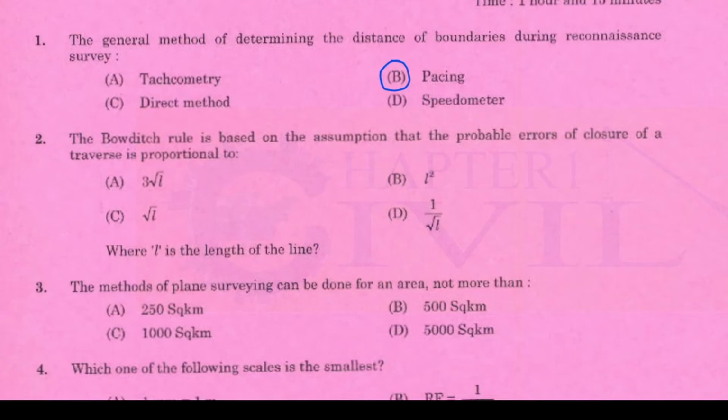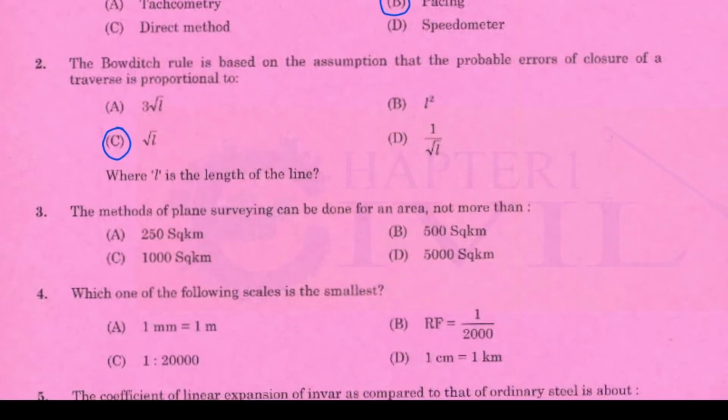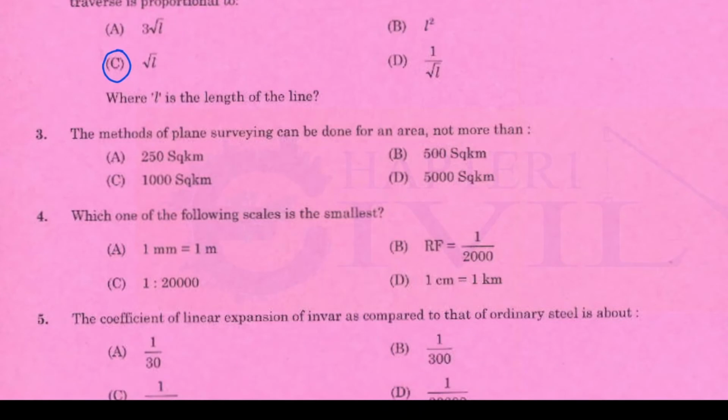Question number 2, the Bowditch rule is based on the assumption that the probable errors of closure of a traverse is proportional to 3 root L, L square, root L, 1 by root L. The errors are proportional to root L. The Bowditch's rule is based on the assumption that the probable errors of closure of a traverse is proportional to root L.